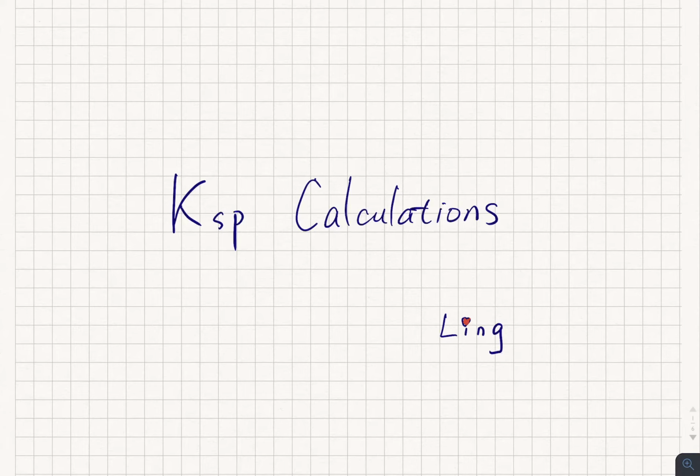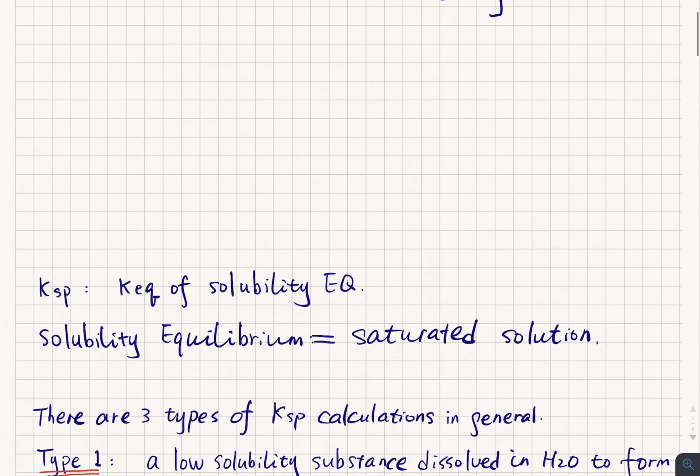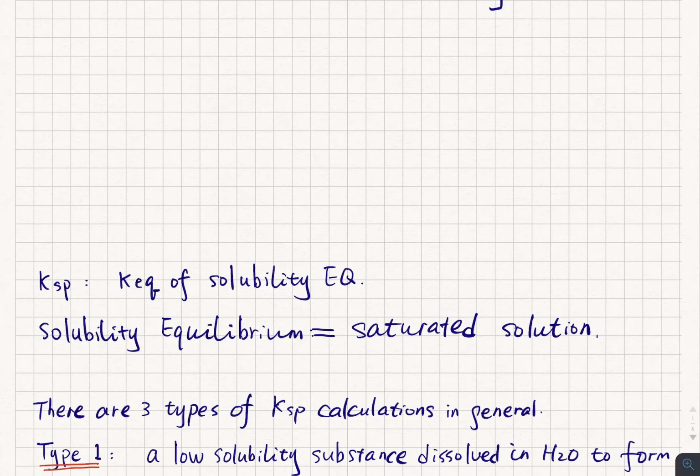In this video, I'm going to talk about Ksp calculations. First of all, it has to be mentioned that Ksp is nothing special but a KEQ, especially for the solubility equilibrium. Anytime when we have a saturated solution, when the rate of dissolving equals the rate of crystallizing, then a solubility equilibrium exists. Ksp is just the KEQ for this special equilibrium.